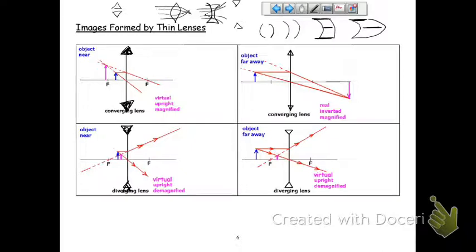In each case, we have a focal point in front and a focal point behind. The rules are the same. You're going to have a ray which goes along the principal axis. It will not reflect. It will continue all the way through. So in every case, I'm going to have a ray that goes along the principal axis.